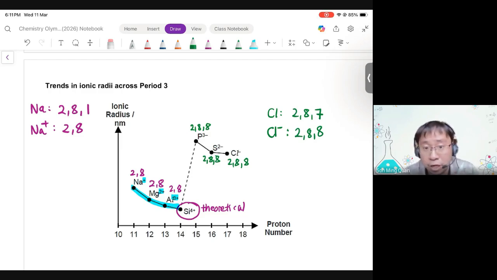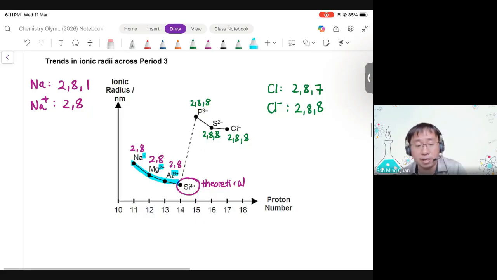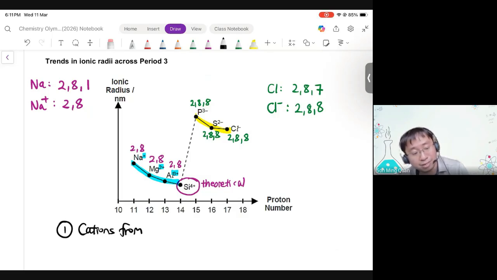Now for the 4 flourish, what I'm talking about is, do you realize same period, the ions do not have the same electronic configuration? I hope you do. Now, how is this even important? This is super important because what can you say? The first thing you can say is cations from the same period.